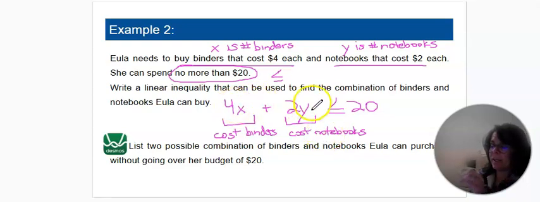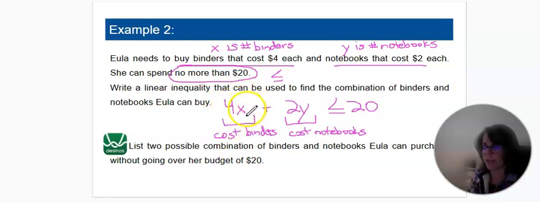So these mini expressions, each term gives you the total for each thing. This is the total for the binders, $4 times however many I buy. The total cost for the notebooks, $2 times however many I buy. And when we add those numbers together, our total money spent needs to be less than or equal to $20.